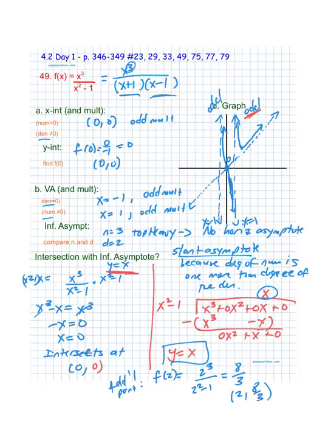When we go to the left of -1, remember this was an odd vertical asymptote. That means if the graph was going up on the right side of x equals -1, it's going to be going downwards on the left side. So I'm going to sketch that. And then I know that as x goes to -infinity, it has to approach the slant asymptote.